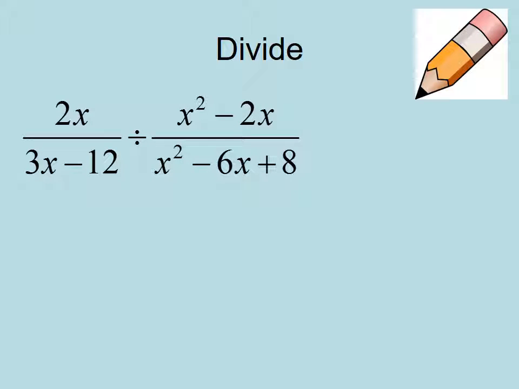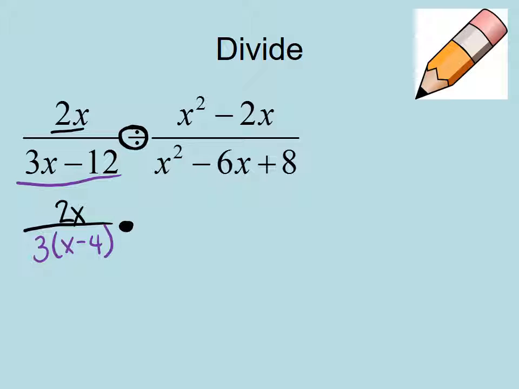Let's look at this division problem. If I look at the first numerator, it's already simplified. The first denominator has a GCF. We can take a 3 out. Now, I'm going to take care of this dividing right away. I want to turn it to multiplying.